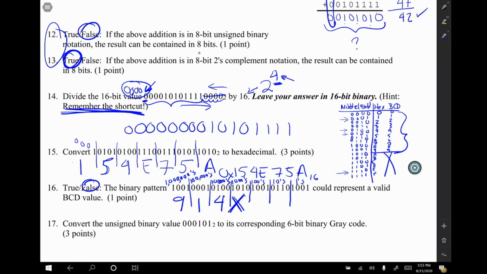So this answer to 16 is false. The 1001 means we have 9 100s. The 0110 means we have 6 10s. And the 1001 means we have 9 1s. But we've already indicated with this illegal position right here that this number is not a valid BCD number.